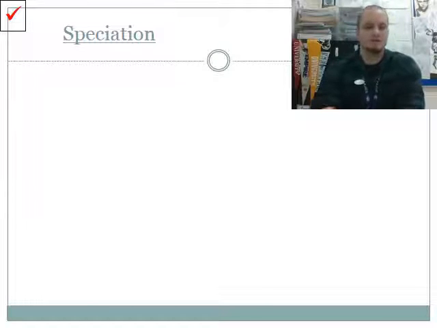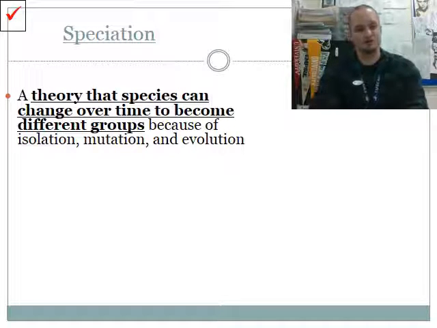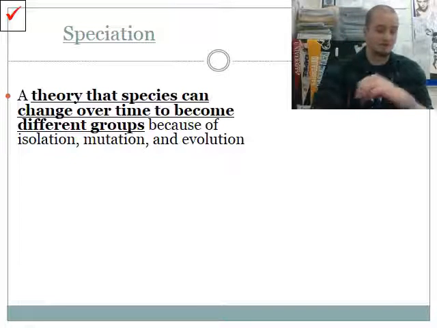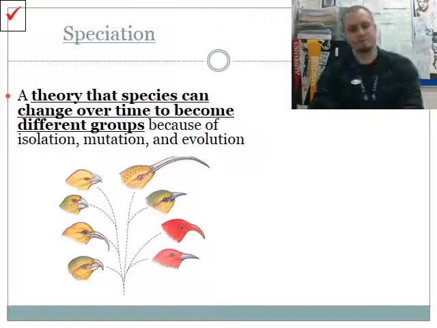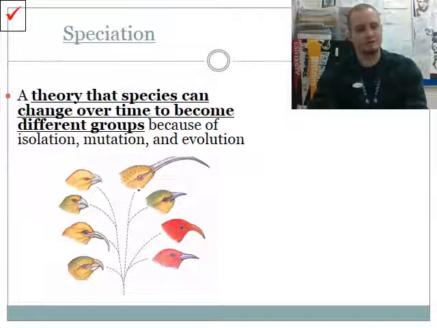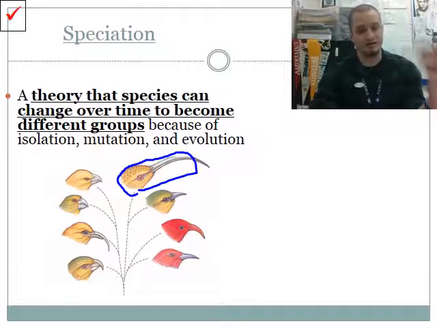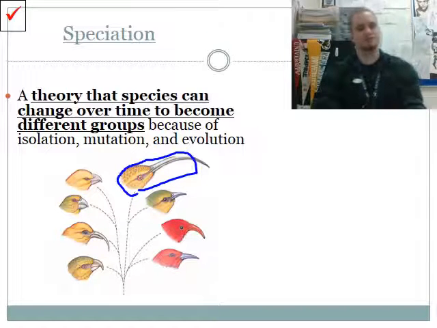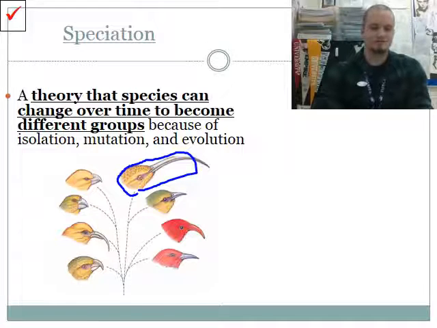So, speciation. Speciation is a theory that species can change over time to become different groups because of isolation, mutations, and evolution. So, what we're talking about here is all of these birds, even Gonzo over here, probably all shared a similar ancestor. But over time, and depending on where they lived and what specific challenges were met where they live, they changed to adapt to that.